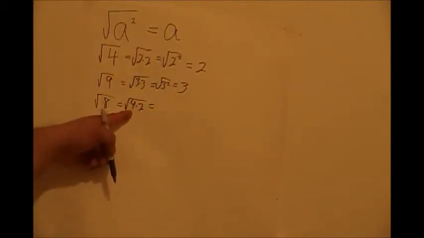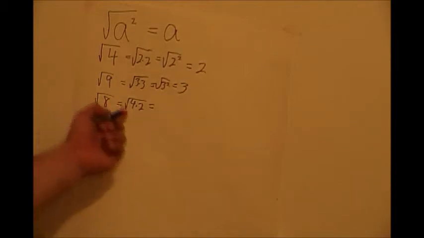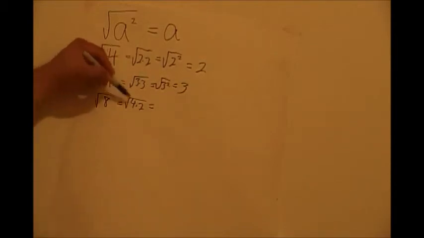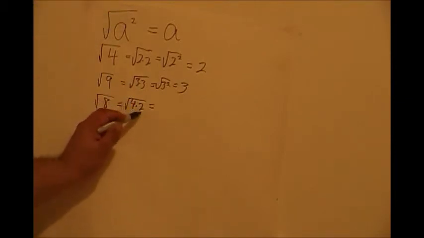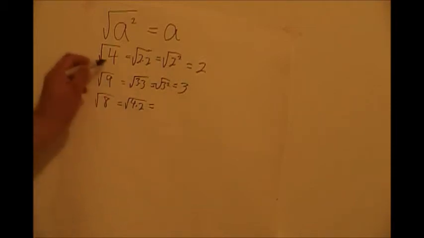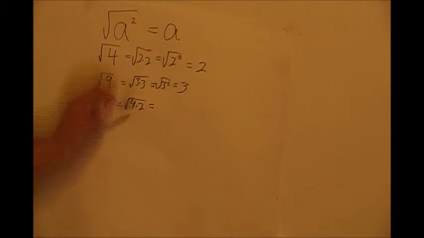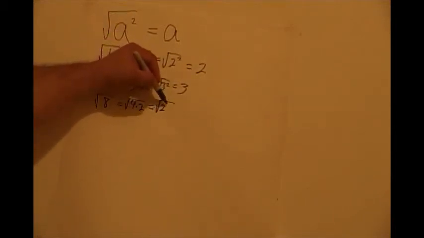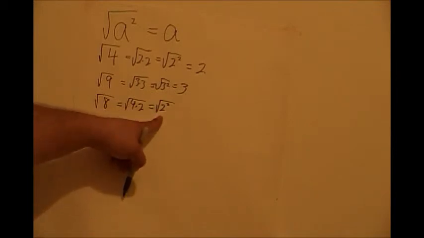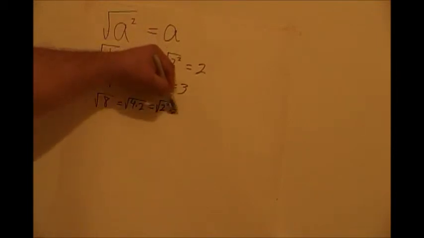Well, from this point, you have to ask yourself, can you write any of these numbers into square root form? Can you write this 2 into square root form? No, you can't. How about 4? Well, we know we can, because 4 is 2 squared, so we have 2 squared times 2.